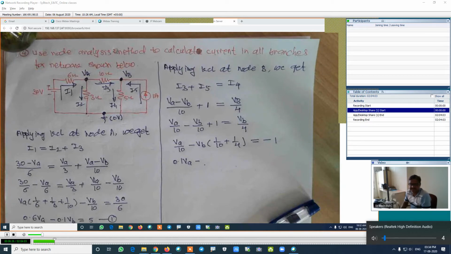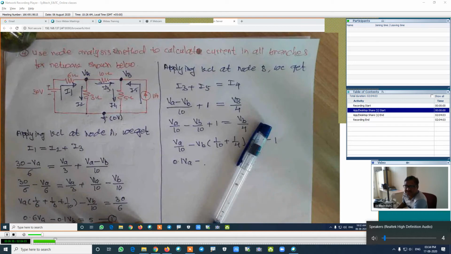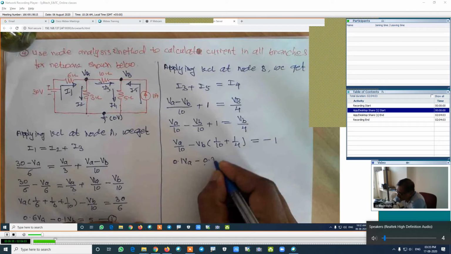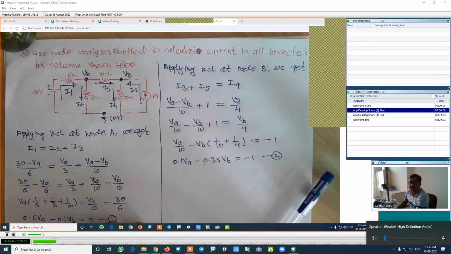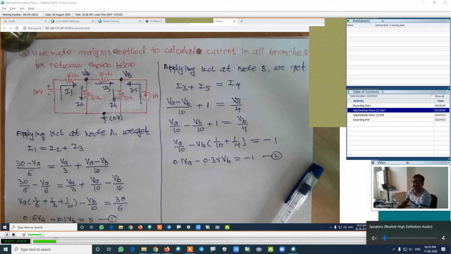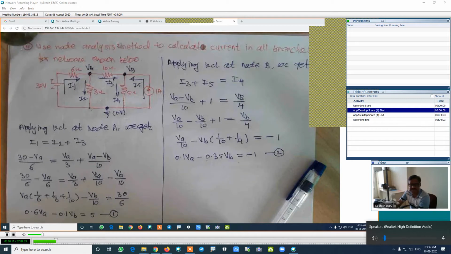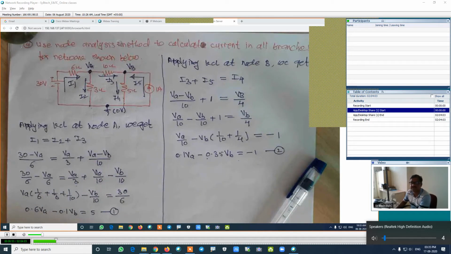Yes, anyone? Rishikesh. Sir, 0.35 VB. 0.35 VB, absolutely fine. 0.35 VB, which is equal to minus 1, and this is the equation number 2. Fine. Now we have the two equations and the two unknowns. Now solve the two equations. Is it right? Solve the two equations and find out the potentials VA and VB.